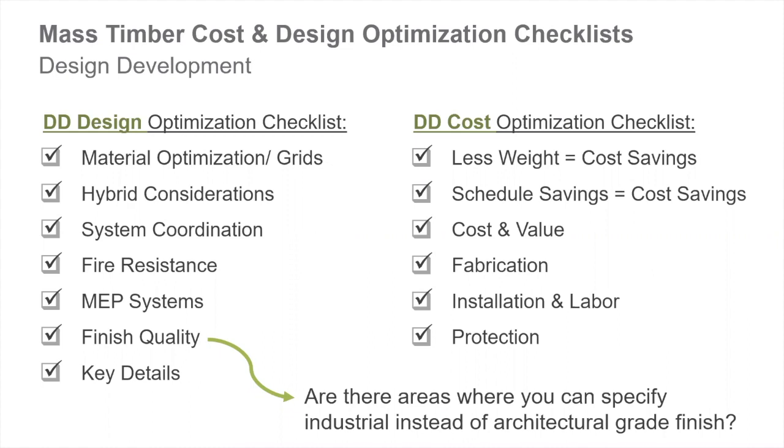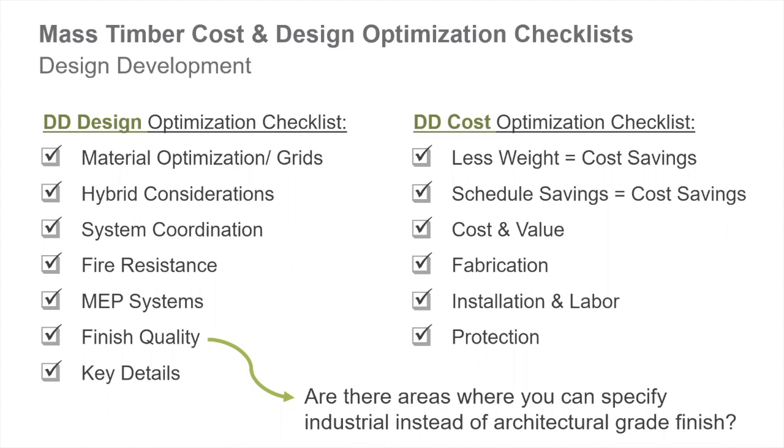So take a look at those as well before you start jumping forward. And so one item to note that will really be helpful is really looking at the finished quality of your material. So at this point, it's really a good time to think about if there are areas on your project where you could specify, say, an industrial grade CLT instead of more of an architectural grade finish for your CLT.